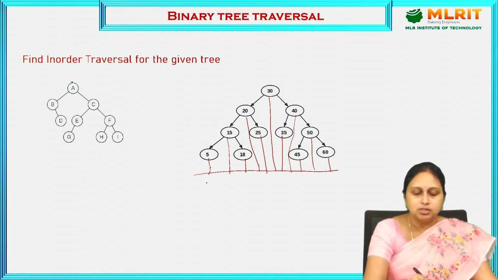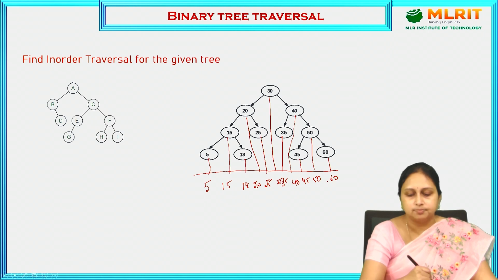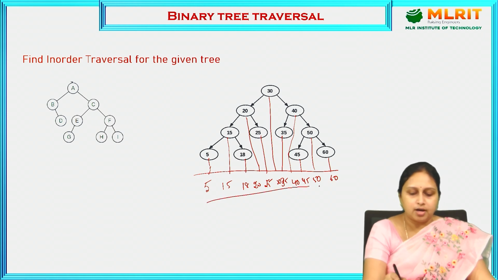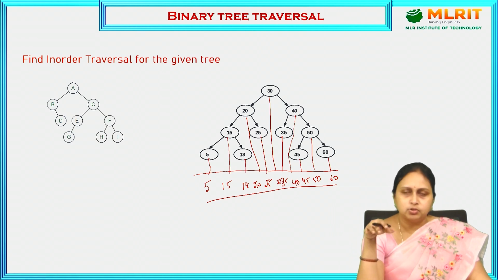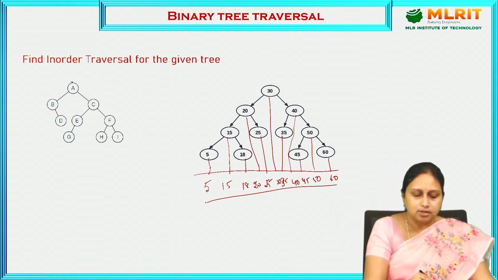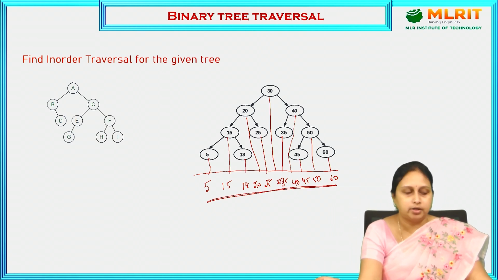Now, what is the resultant in-order traversal? You are going to get 5, 15, 18, 20, 25, 30, 35, 40, 45, 50 and 60. Right, this is the order you are going to get. If you observe the in-order traversal, all the elements are in sorted order. If you can see here, these elements are in sorted order.